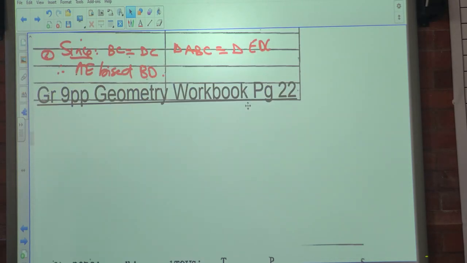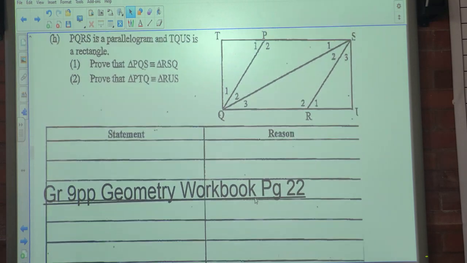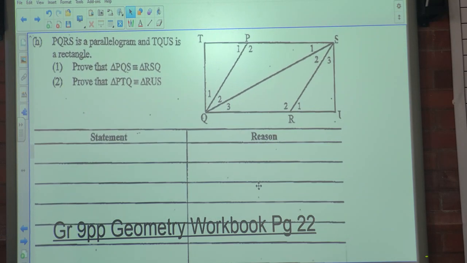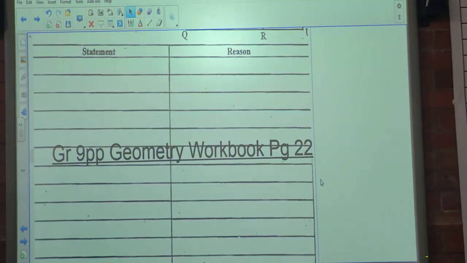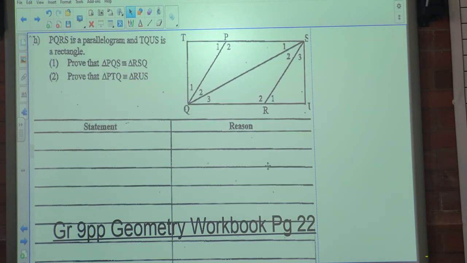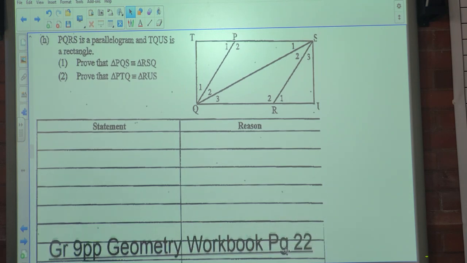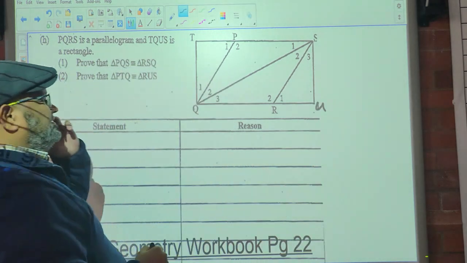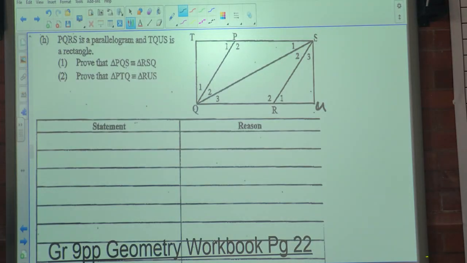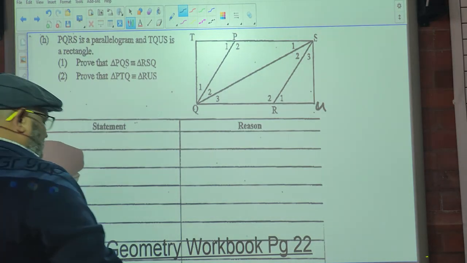Let's go to the next question, H. We're still on page 22. So we are told that PQRS is a parallelogram.